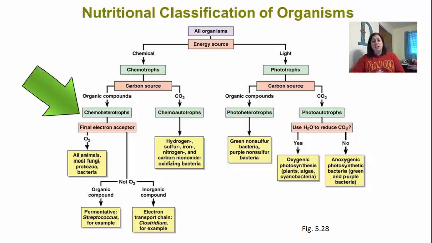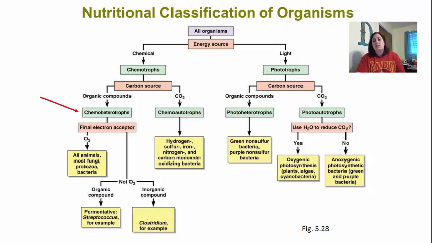So when you see here, you can see if oxygen is the final acceptor, this is all animals, most fungi, protozoa, and bacteria. But if oxygen is not the final acceptor down here, you can see that the organic compound is the acceptor. We're going to see that it's through fermentation. This would be an example of a streptococcus. On the other hand, if an inorganic compound is the electron acceptor, this would be something like the Clostridium species.